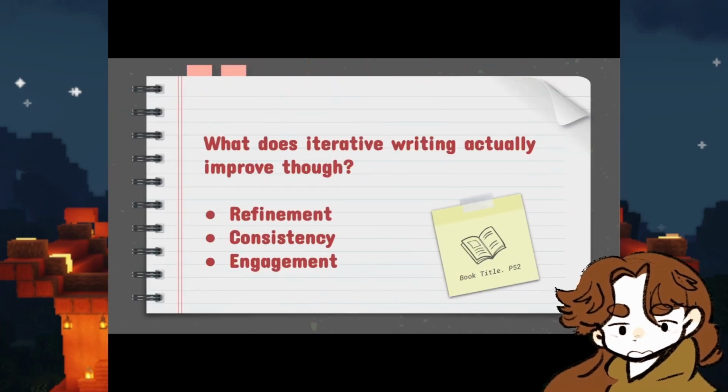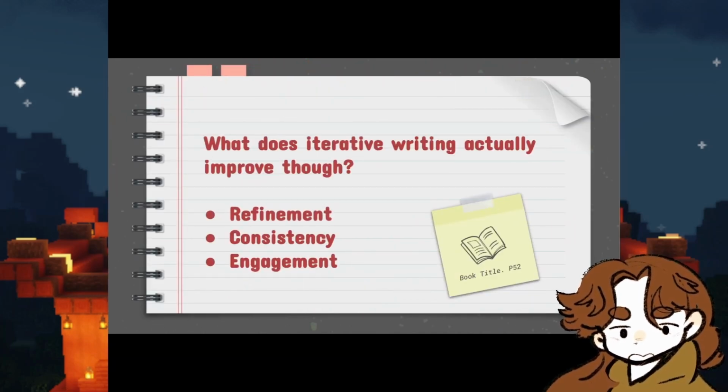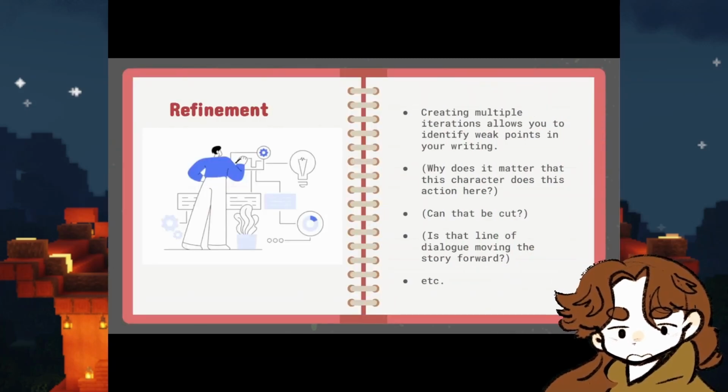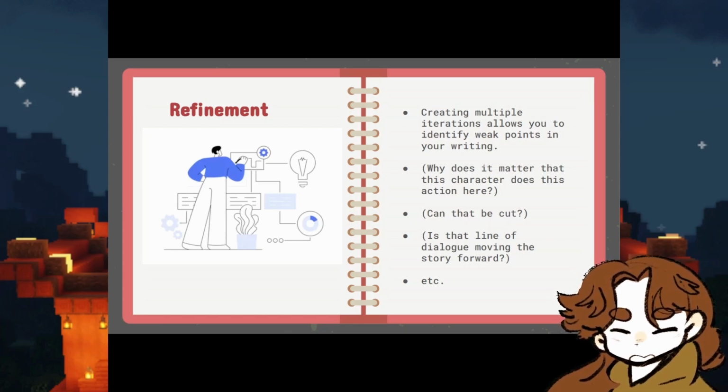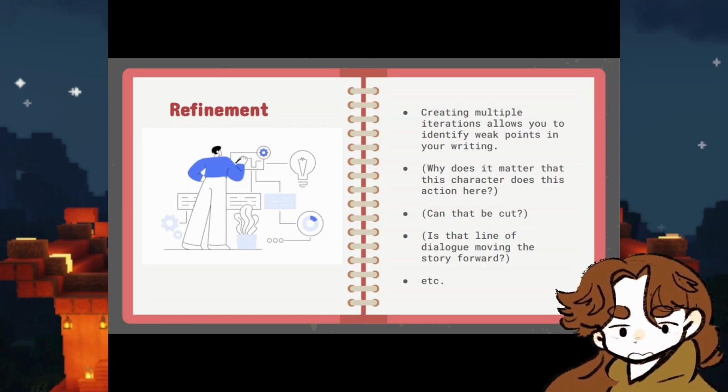So what does iterative writing actually improve, though? We're going to be looking into how it improves refinement, consistency, and engagement. And so first we're going to talk about refinement. It's the idea of creating multiple iterations, allowing you to identify weak points in your story and in your characters and in your player choices, especially if you're working on a game. So we're going to be able to ask those questions like, why does it matter that this character does this action here? Can this element be cut? Is that line of dialogue really necessary? Is it moving the story forward? And other things like that.